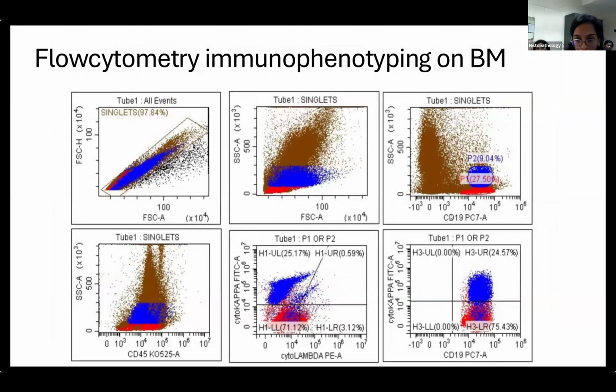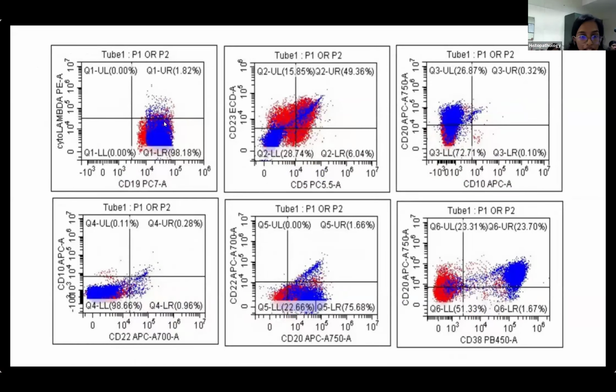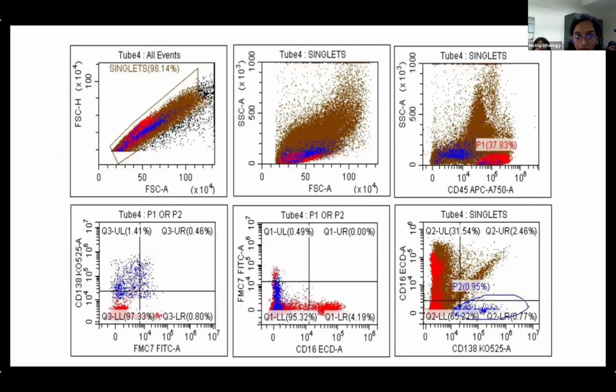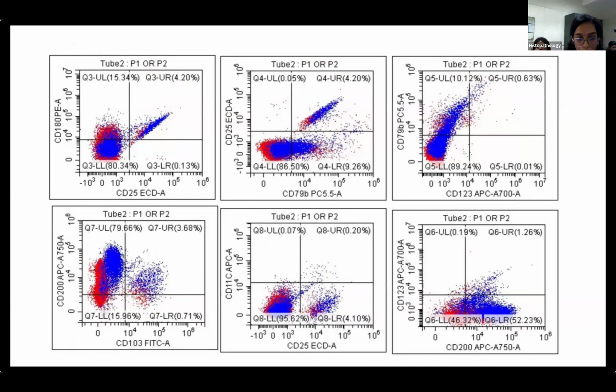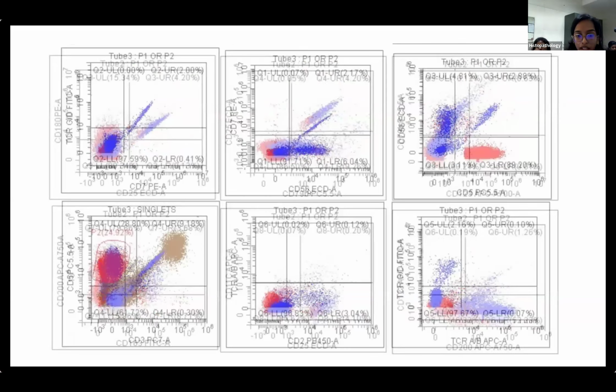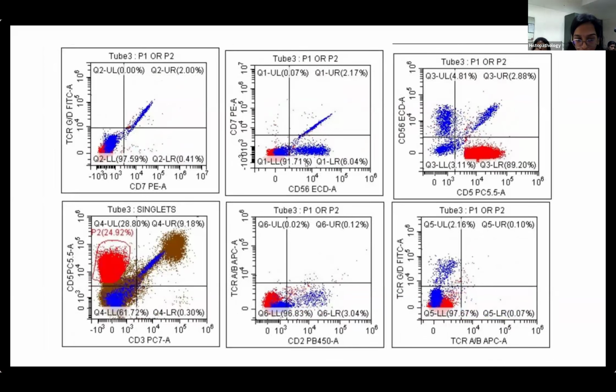This time we focus on the blue cell population. Here, the blue cell population is showing kappa restriction and they are CD19 positive cells. They are negative for CD23 and CD5. They are positive for CD20. They are negative for CD22. And they are CD38 positive, which means they are plasma cells. Again, they are positive for CD138. They are also showing positivity for CD200. And the blue cell population is positive for CD56.